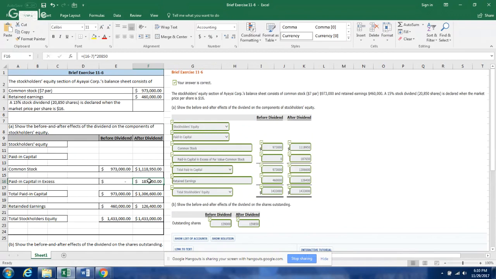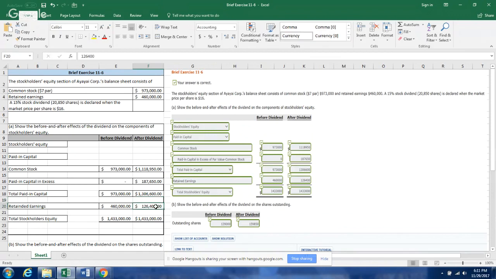Our paid-in capital, basically what this is, is for our 20,850 shares. So we take the $16 that we paid for those and the $7, and subtract those two, and then we multiply it by the number of shares that we had. So then we came up with $187,650. Our total paid-in capital will equal our common stock plus our paid-in capital amount, which comes to $1,306,600.